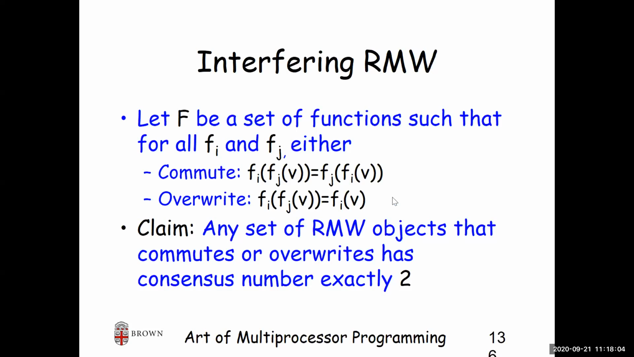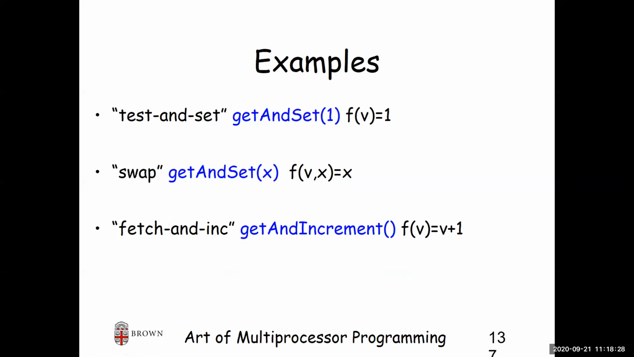Okay, so what we're going to say is let f be a set of functions such that for all fi and fj, either they commute or they overwrite. And the claim is that any set of RMW operations that commutes or overwrites has consensus number exactly 2. So get and set is going to overwrite. And fetch and increment is going to commute. If I have 2 threads and they each call that, it's going to commute.